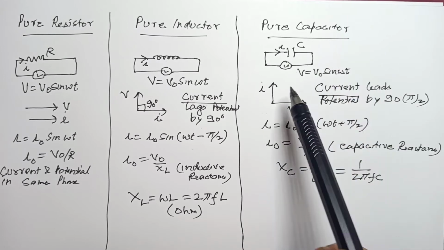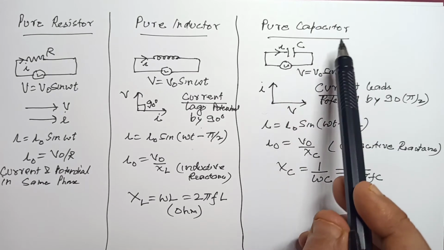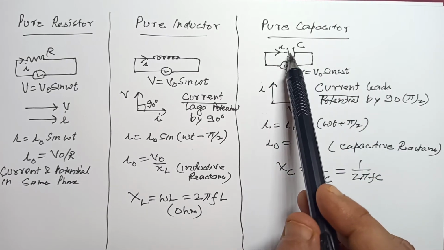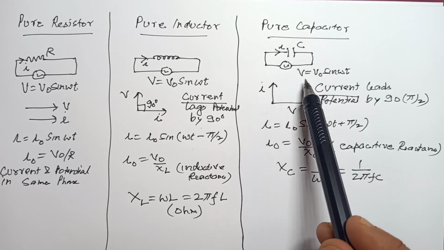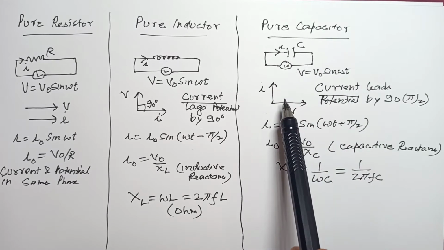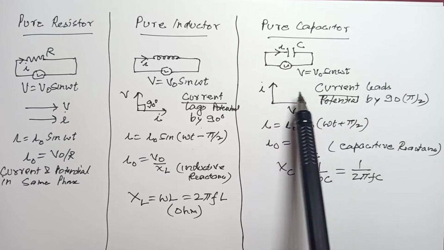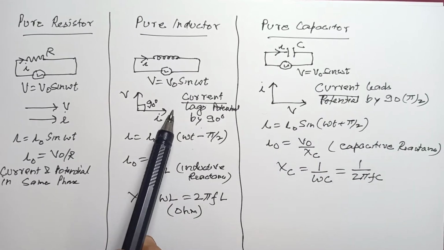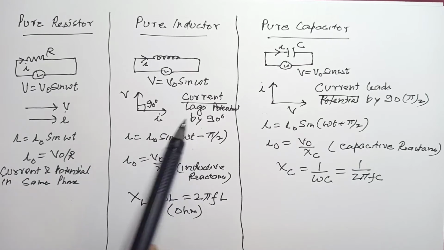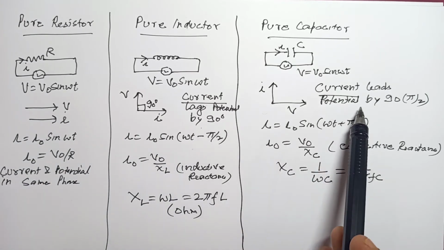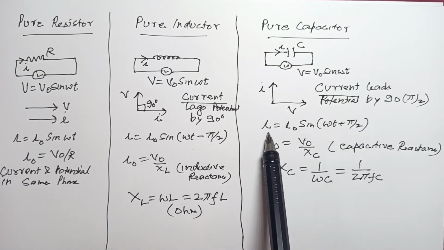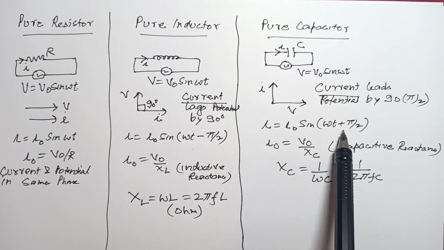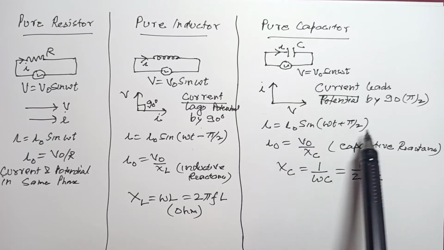Pure capacitor: in this case, the circuit has only a capacitor. The voltage is V equals V naught sine omega t. For current and voltage in this case, remember, current leads potential by 90 degrees. In the inductor case, current lags; in the resistor case, both were the same. Here it leads. Now, I is equal to I naught sine of omega t plus pi by 2, correct? Plus pi by 2.